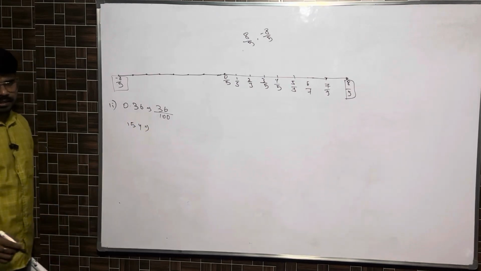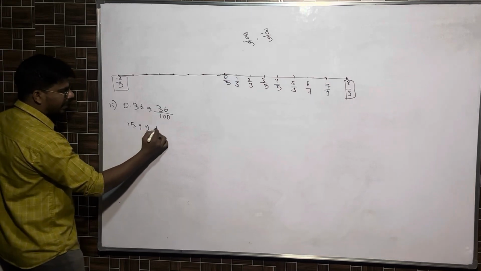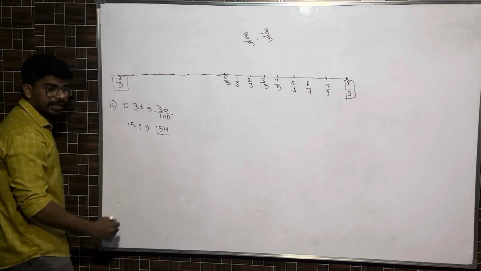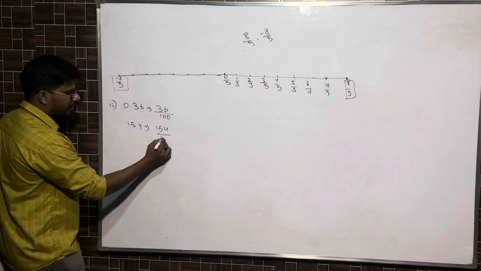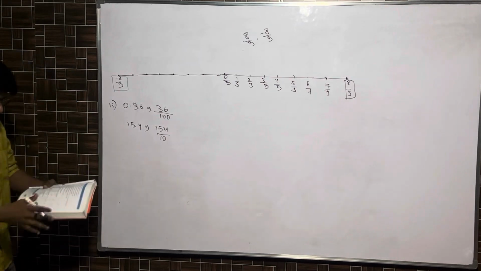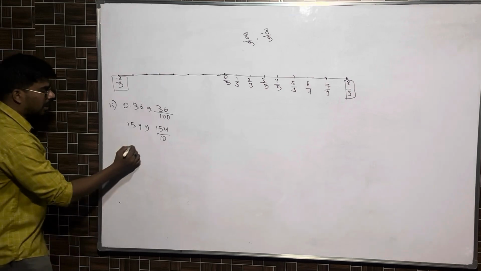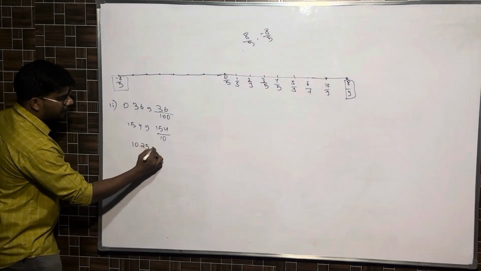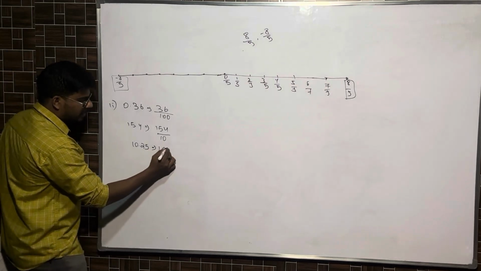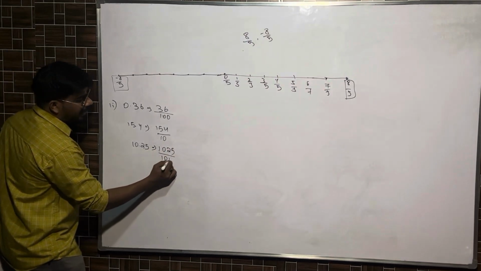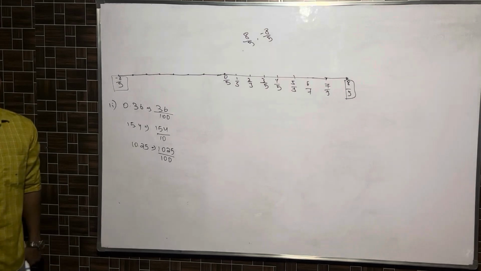This can be written as, remove the point and write it directly, 154 divided by 10. After the point 1 number was there, so divided by 10. Cancellation is there, that will do, but I am just writing in the p by q form. Next, 10.25 can be written as 1025 divided by 100. After the point, two numbers are there, that's why 100.